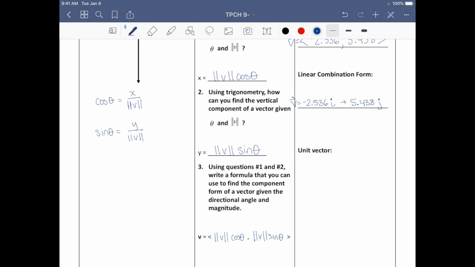Alright, so now let's find the unit vector v hat. V hat is going to be our vector divided by the magnitude of that vector. So if I just find v hat, the magnitude is 6. So 1 over 6 times vector v. Just think scalar multiplication. I'm going to go ahead and just put this in my calculator.